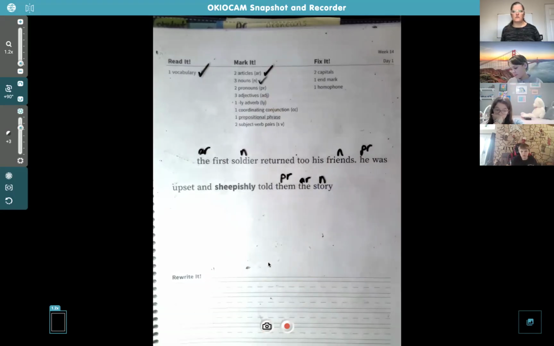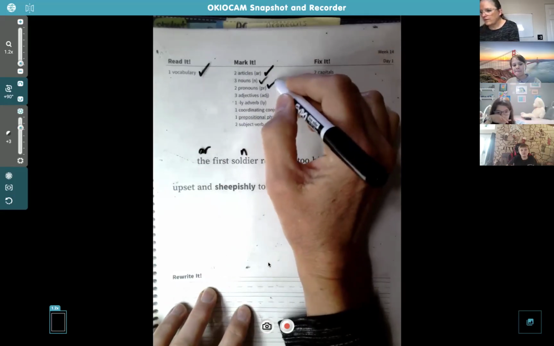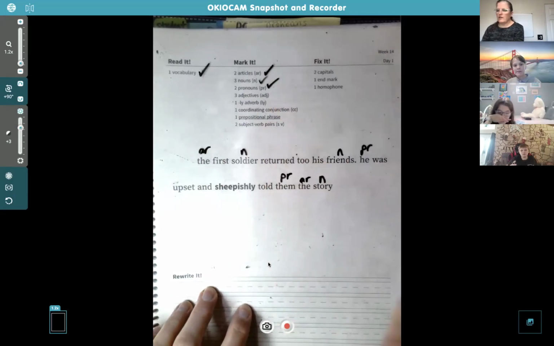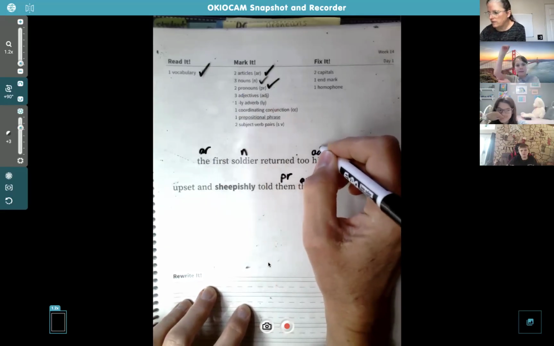Remember how sometimes we talk about how words change the way they're used, their function? Sometimes "his" is a pronoun in the sentence if it's functioning that way, but here it's functioning as an adjective because it's telling whose friends they are. Okay, good though.